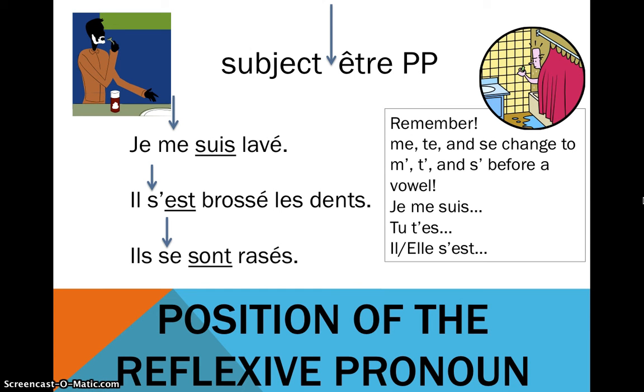And notice in that second sentence, the se becomes s apostrophe, and that's the same with me, te, and se in the present tense too. If it comes before a vowel, then you change it with the apostrophe. Same in the past tense.